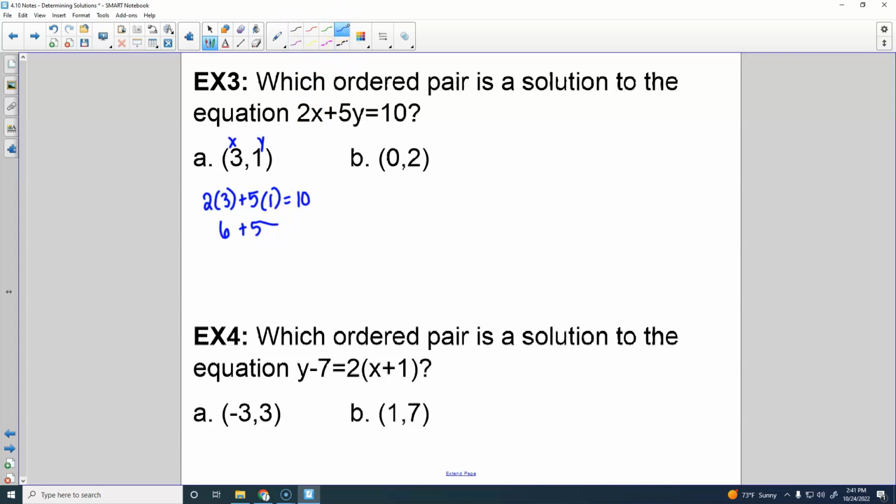In this case, it would be 6 plus 5 equals 10. Is that true? Oh, sorry. That is not true. That should be 11 equals 10. That is not correct. So A is not my answer.